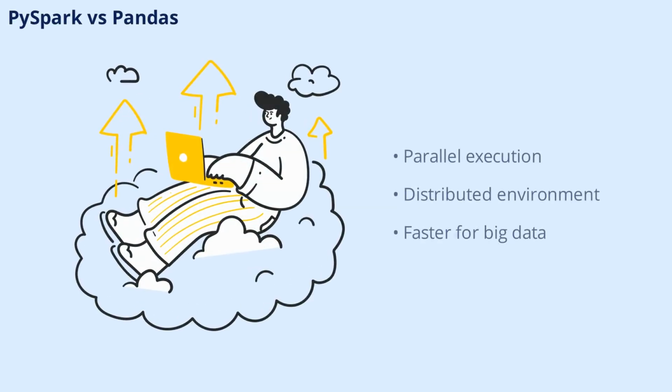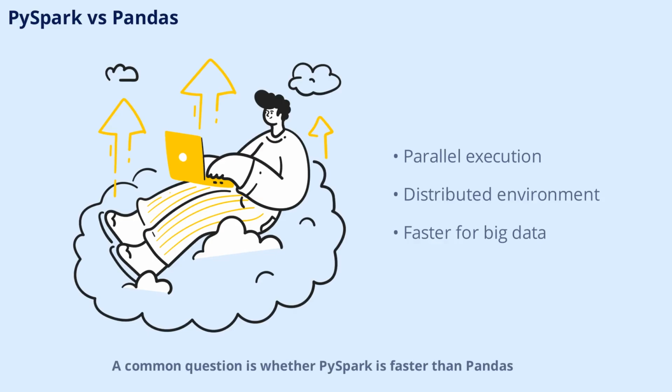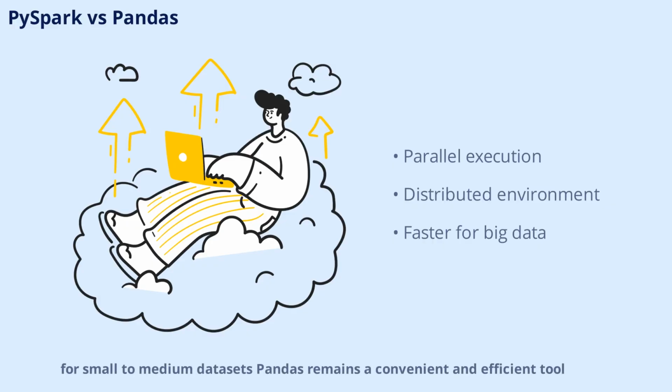A common question is whether PySpark is faster than Pandas. The answer lies in PySpark's ability to execute operations in parallel across multiple cores and machines, while Pandas runs on a single machine. For large datasets, PySpark's distributed processing offers significant speed advantages, making it the preferred choice for big data analytics. However, for small to medium datasets, Pandas remains a convenient and efficient tool.